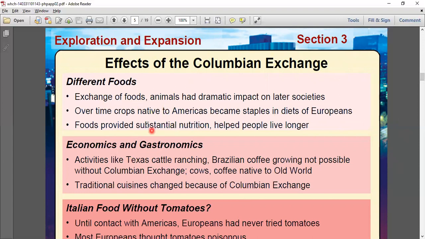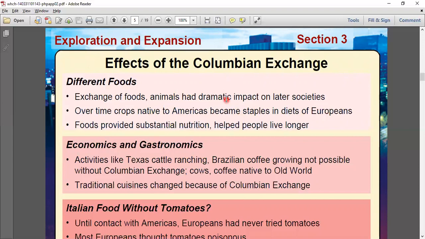We end with this slide. We want to talk about the effects of the Columbian Exchange. What happened after the Columbian Exchange? Now we have different foods, as we mentioned. We had an exchange of food and animals, and an impact on society. Over time, crops became native to the Americas and became established in the diet of the Europeans.